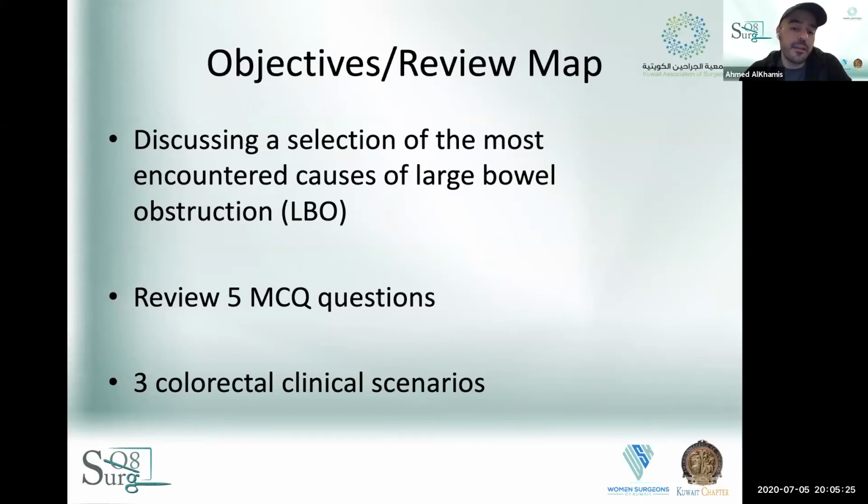And at the end, we will have 3 case scenarios. These 3 case scenarios might be related to the lecture, might not be, because the idea is to stimulate the R5s so they're ready to do their oral exams when the time comes. These are real questions that we've seen in real life and in real exams in the past. So 3 nice questions you can entertain yourself with at the end, okay?